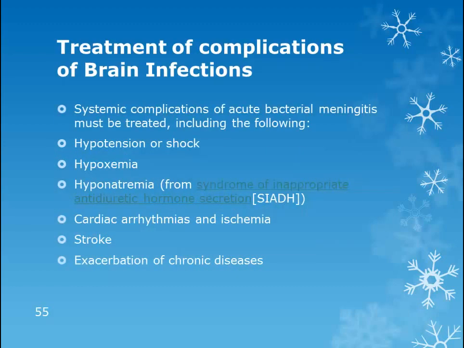Treatment of complications of brain infections. Systemic complications of acute bacterial meningitis must be treated. Include the following: hypotension or shock, hypoxemia, hyponatremia from syndrome of inappropriate antidiuretic hormone secretion, cardiac arrhythmias and ischemia, stroke, exacerbation of chronic disease.